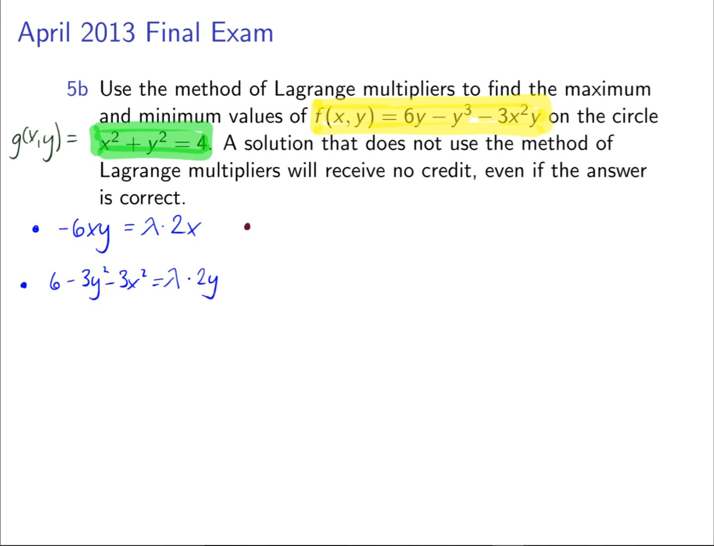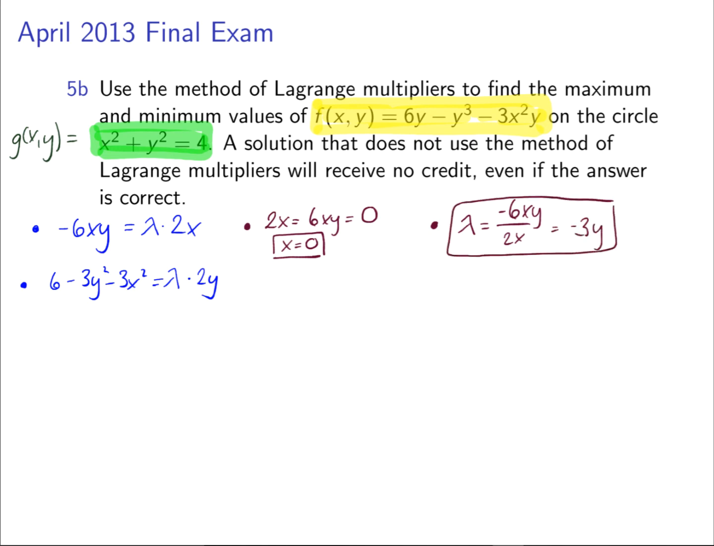For the first equation, it could be the case that 2x is equal to 0. In that case, negative 6xy would also have to be equal to 0. And this is true if x is equal to 0. So if x is equal to 0, our first equation is already true. If x is not equal to 0, then I can divide by it. And then lambda is minus 6x times y divided by 2x, which is minus 3y. Again, this is the case that x is not equal to 0, so it makes sense to divide by it and it makes sense to cancel.